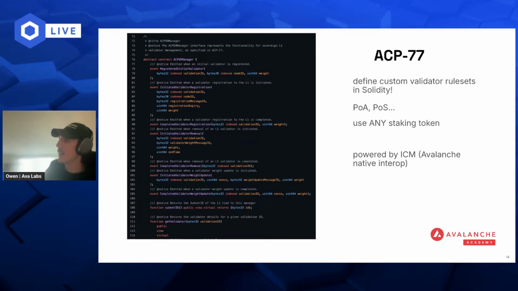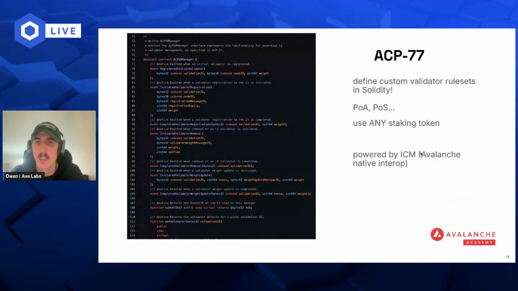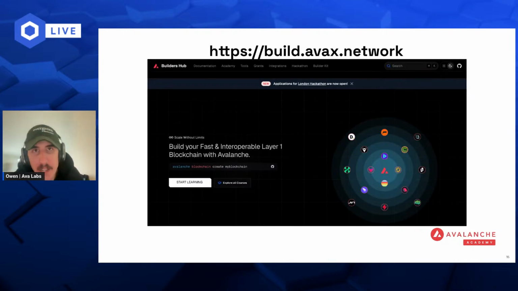But if you can define whatever logic you can define in Solidity, you can define it for your validator set. That means proof of authority, either with a single owner or multi-sig owner, proof of stake with an existing ERC20 token, a native token, Bitcoin, USDC, literally anything you can think of. If you can define it in Solidity, you can do it. And again, this is all powered by the same concepts on these last two slides, which is Avalanche ICM. If any of this sounded interesting to you at all, I highly encourage you to go check out build.avax.network.